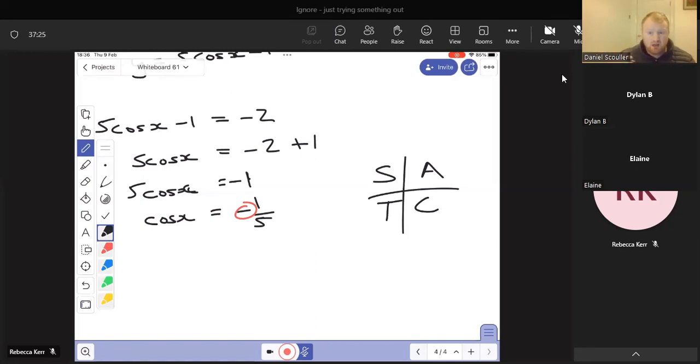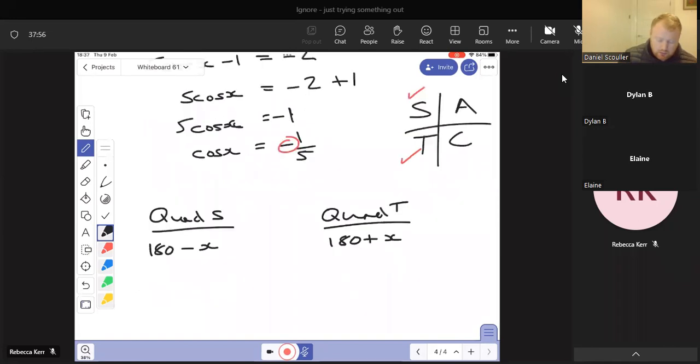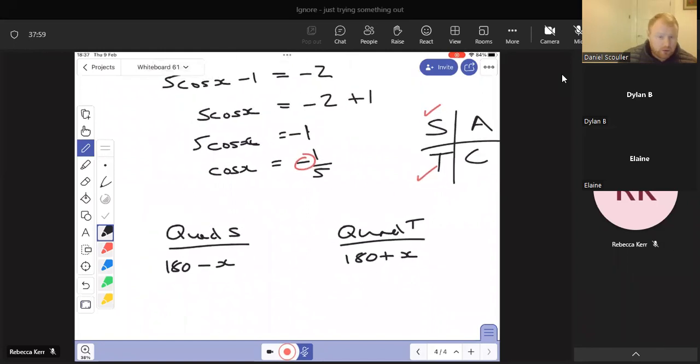So that's between 90 and 180, which is our sine quadrant, and 180 and 270, which is our tan quadrant. So we're in both of them. Now the sine quadrant is 180 minus our x, and our tan quadrant is 180 plus our x. Oh, never actually found x.